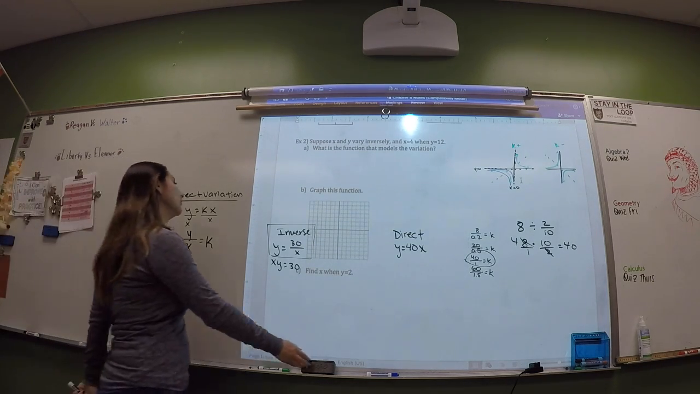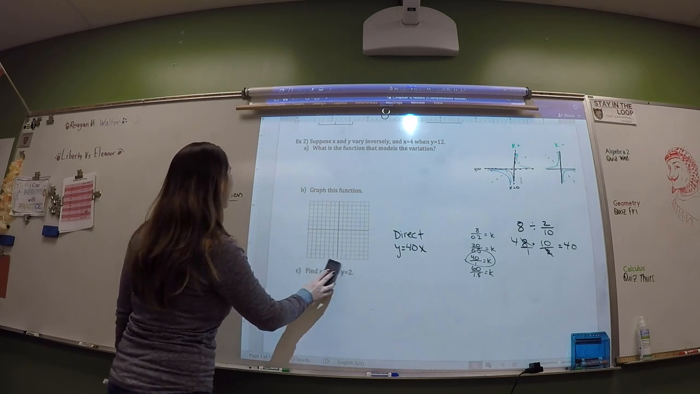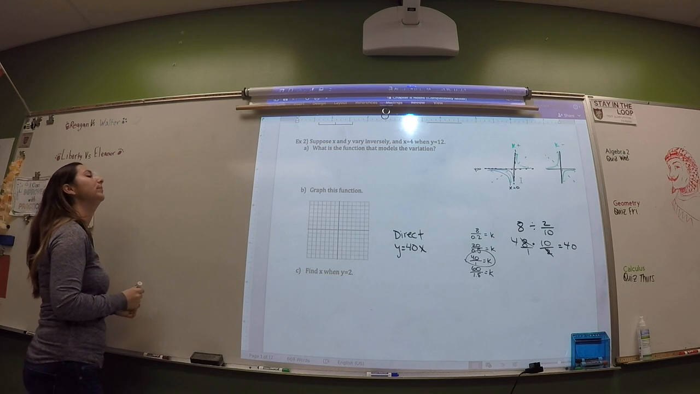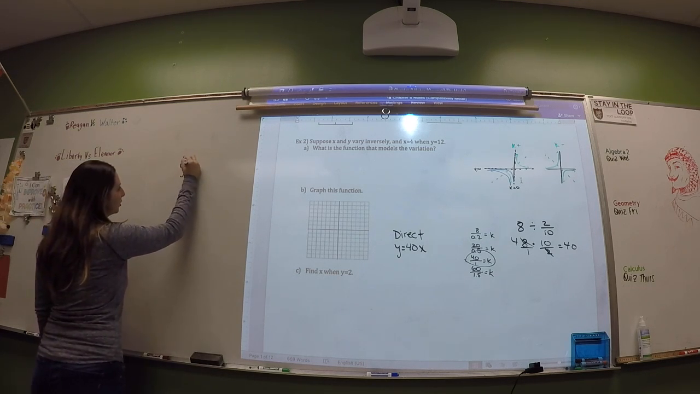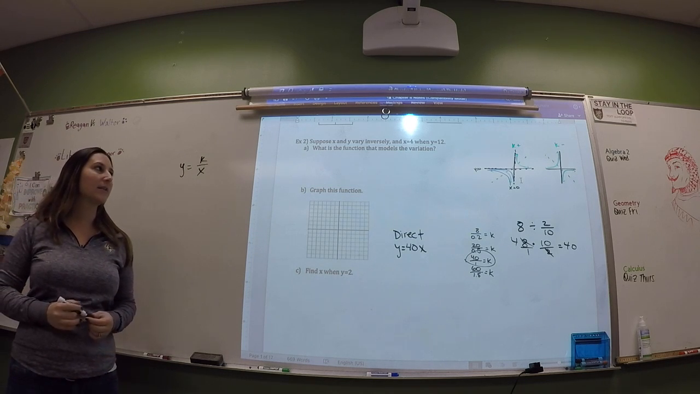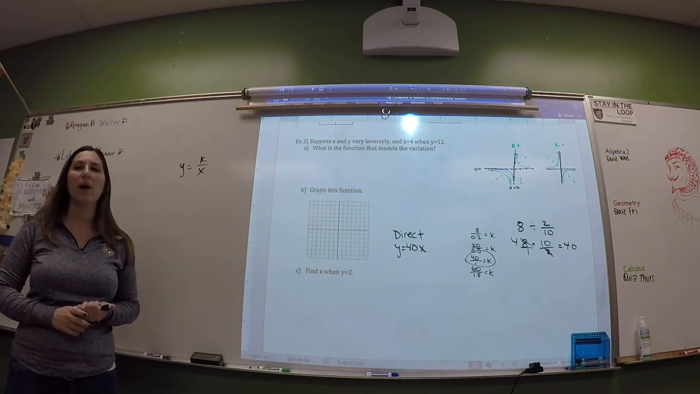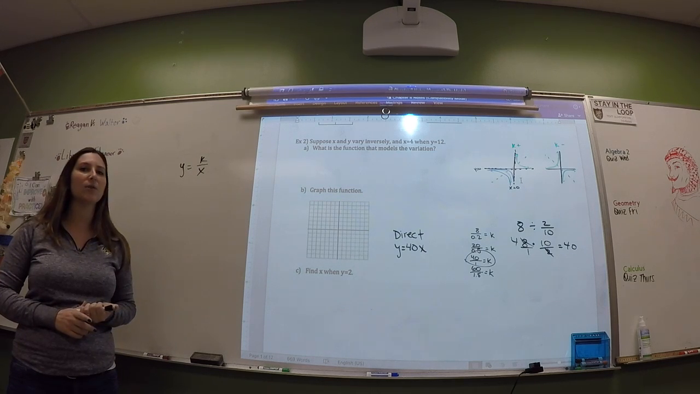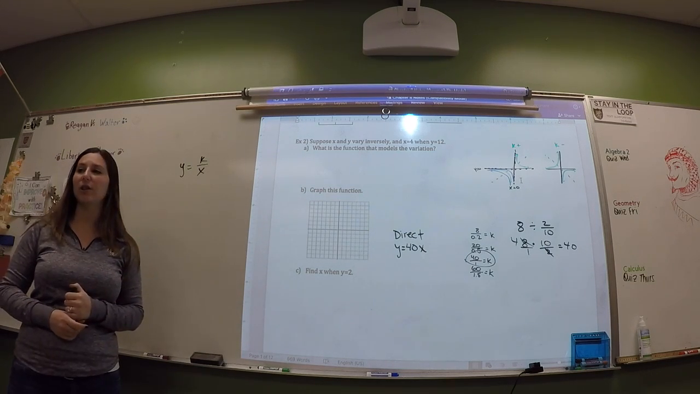Okay, suppose x and y vary inversely. That is fancy talk for use inverse variation stuff. It says x is 4 and y is 12. Now when they give you something like x is 4 and y is 12, they're giving that to you so that you can create a function.